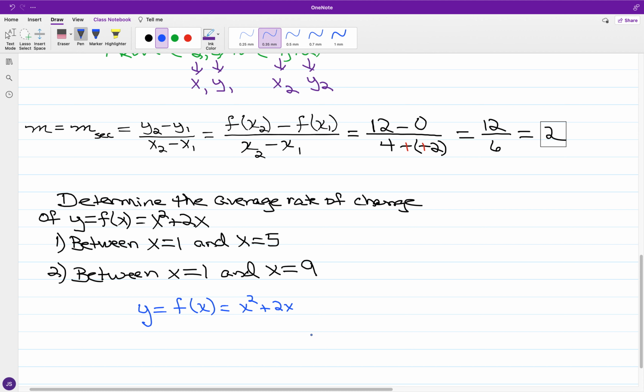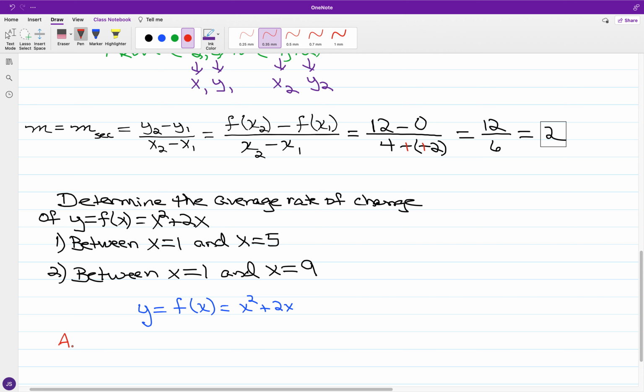Just for the average rate of change, if you're still looking at it, that's fine. For the given function, we have a quadratic function, this time with two variable terms, where y or f of x is equal to x squared plus 2x, and we have 3 points of interest at x equals 1, x equals 5, and also x equals 9.